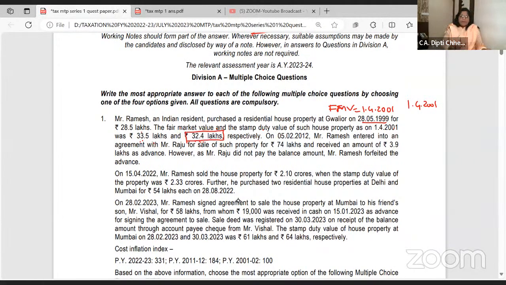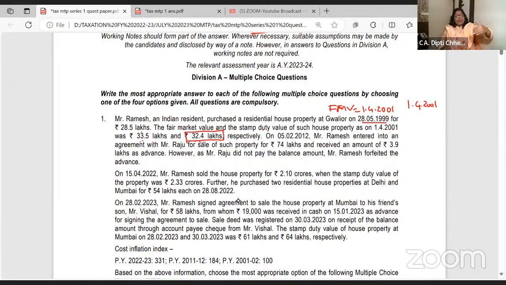Stamp duty value. Only this part can be asked in some other exam, also in MCQs. So I hope you are gaining a lot of knowledge here. Because if it's a Sunday morning and we started the class energetically, making it worth it is in our hands, right? So pay attention, any doubt you have, ask.